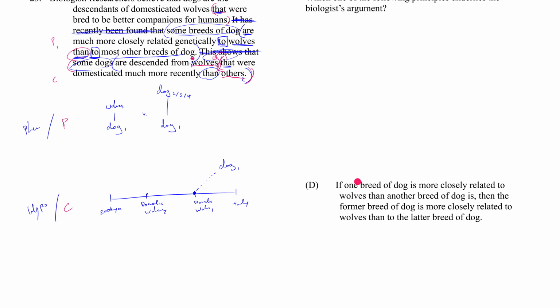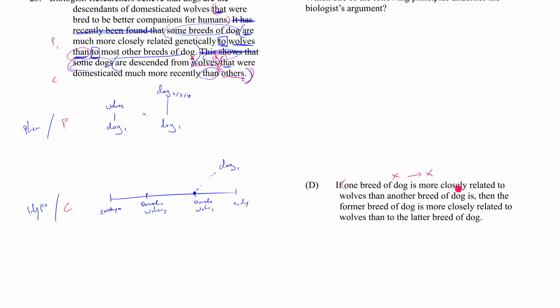Answer choice D is kind of a strange answer choice. I wonder if this is the LSAT writers' idea of playing a joke on us. Let's take a look at what D is saying. If one breed of dog is more closely related to wolves than another breed of dog is, then the former breed of dog is more closely related to wolves than the latter breed of dog. I almost feel like I didn't read this right, because it sounds like D is saying if X, then X, which is crazy. Of course, if X, then X. Why would you even need to say something like that?